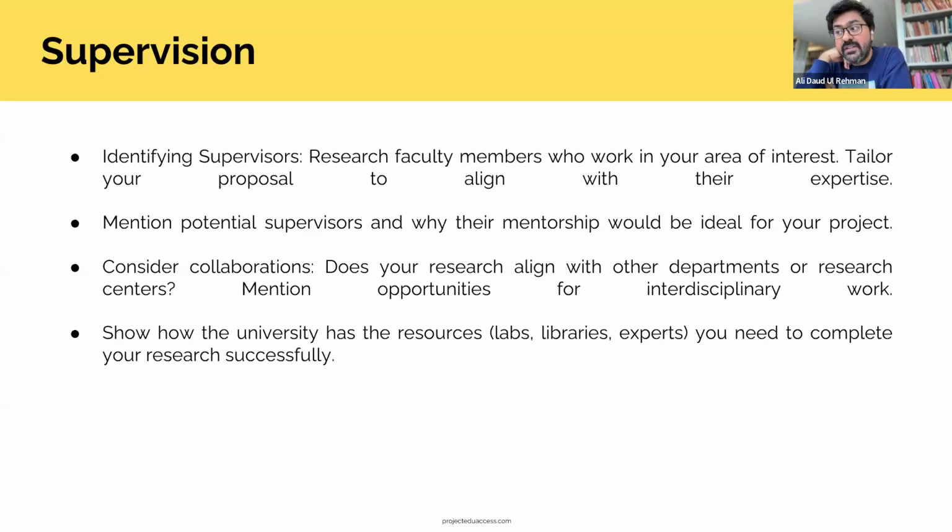Mention potential supervisor and why their mentorship would be ideal for your project. There is usually no space to do it in a UK proposal, because in a UK proposal you already know the person you are hoping to work with. But you should always mention it in a US proposal because, as Junaid mentioned, it's usually very broad compared to the UK proposal, and you also need to mention as many scholars in the department as you can work with.